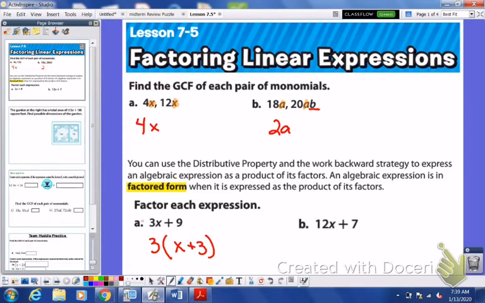So that's that work backward strategy that we see up above. All right, if you take a look at 12x plus 7, my GCF of 12 and 7 is 1. And then I have an x here, but I don't have an x here, so I actually can't factor anything other than 1. So we would write cannot be factored. Now this isn't going to happen often, but it is possible that we will give you an example that cannot be factored. So again, it cannot be factored if the GCF is 1.